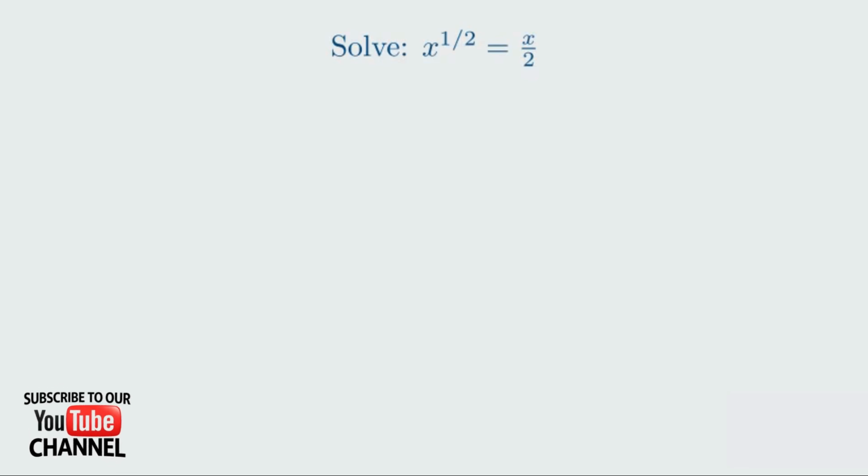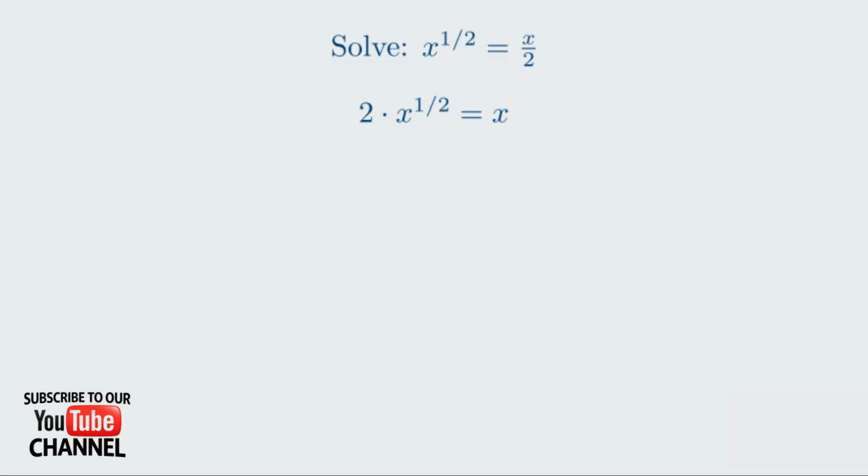Now, let's return to the simplified equation we derived and solve it for x. The equation is x to the 1/2 equals x over 2. We want to isolate x. Let's start by getting rid of the fraction on the right side. We can do this by multiplying both sides of the equation by 2. This gives us 2 times x to the 1/2 equals x.